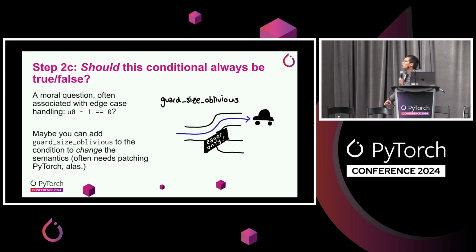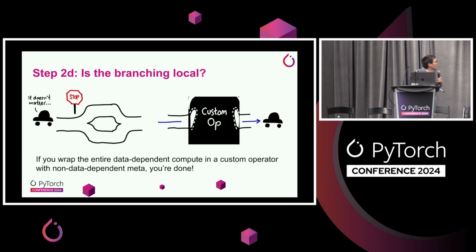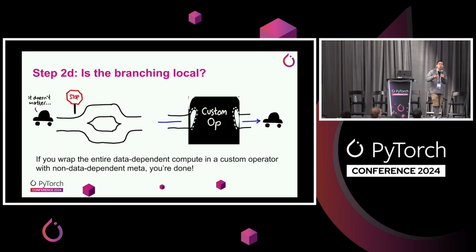Another question is, maybe this conditional should be true or false. And this is the sort of size-oblivious idea. Unfortunately, usually there's some code in the PyTorch library that needs to be patched. Sorry. You should be willing to patch PyTorch code when you're working on this sort of thing. We're very happy to accept GitHub issues and pull requests, so do send them our way when you think it's this sort of situation.